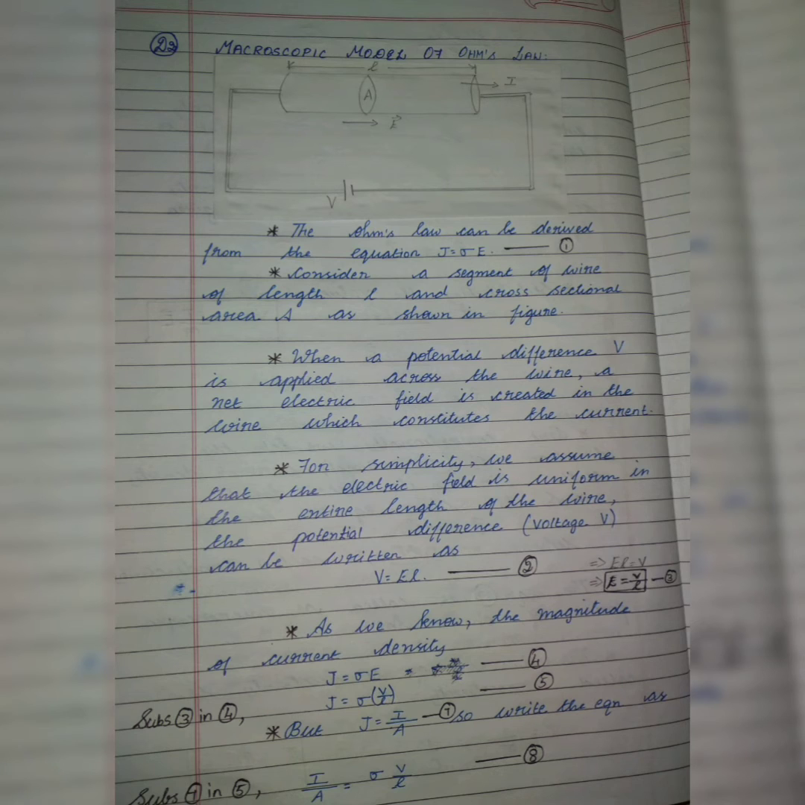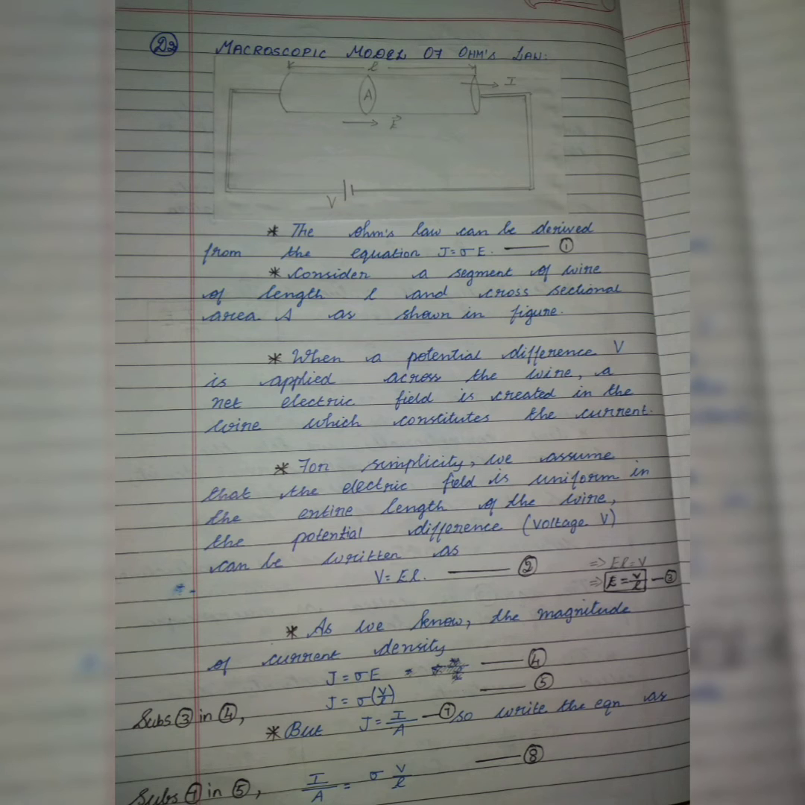Then in this equation number 4, we have to substitute the value of E from equation number 3. So in place of E, we have to replace it by V divided by L. Then J is equal to sigma into V divided by L.